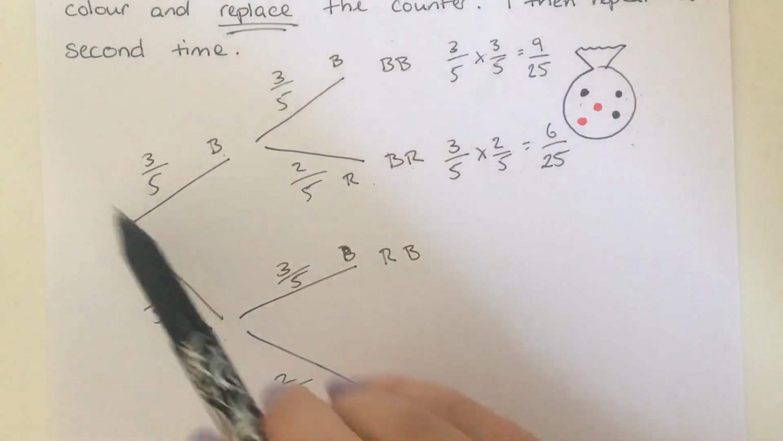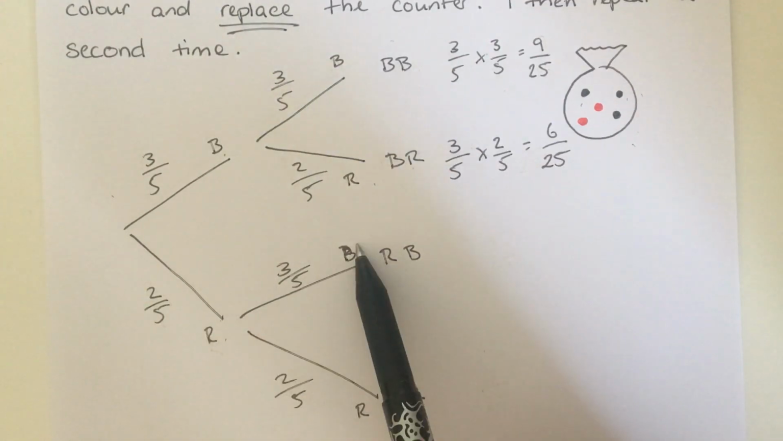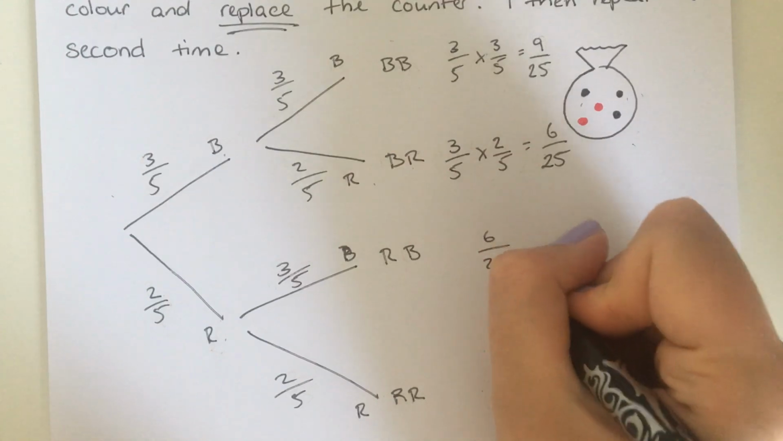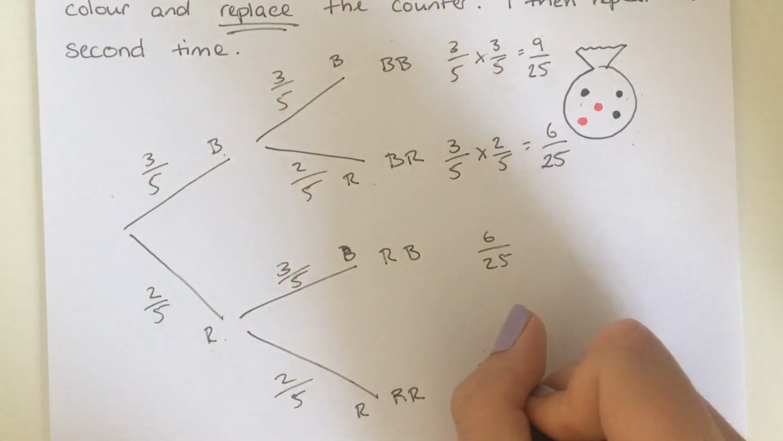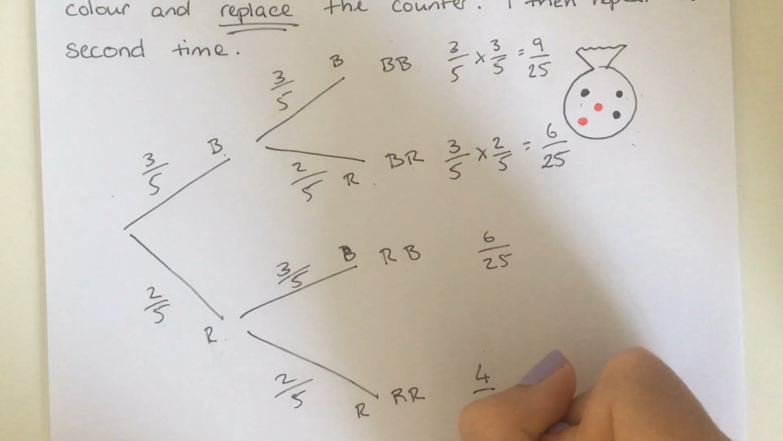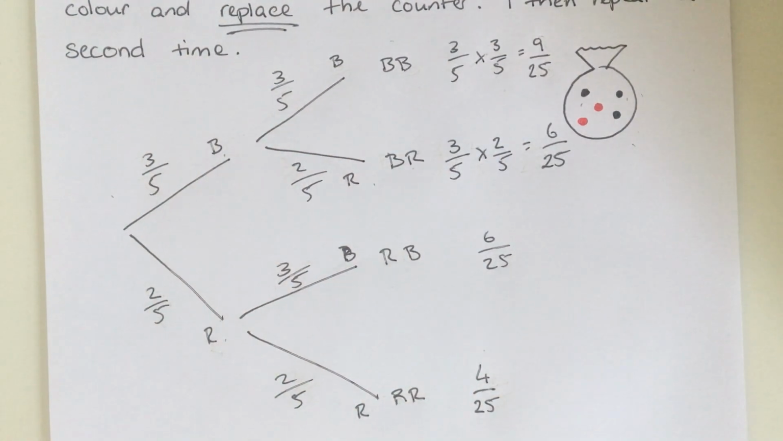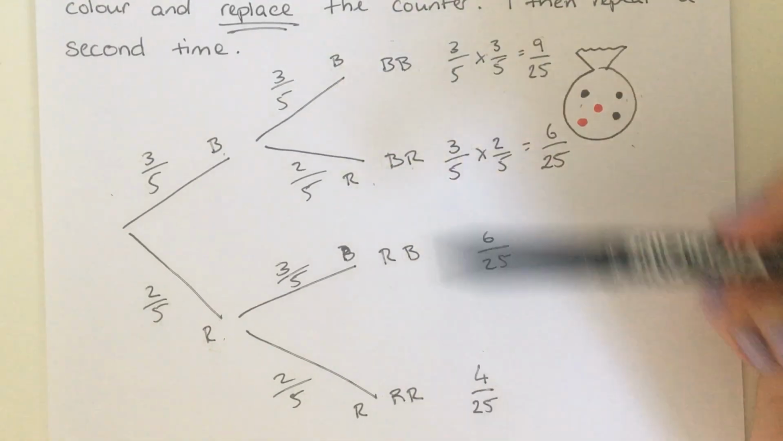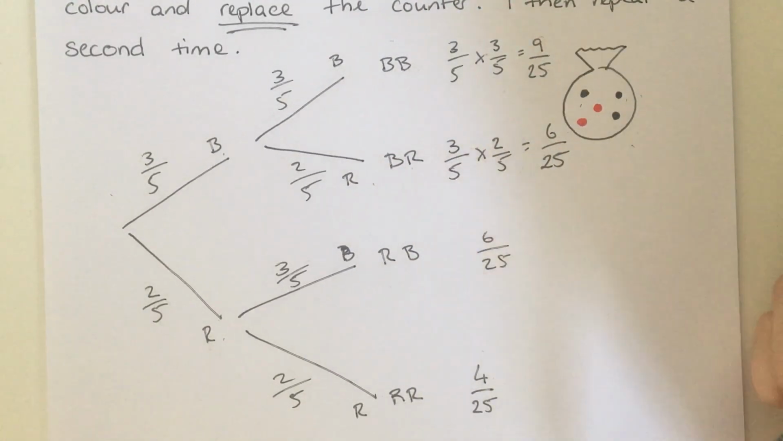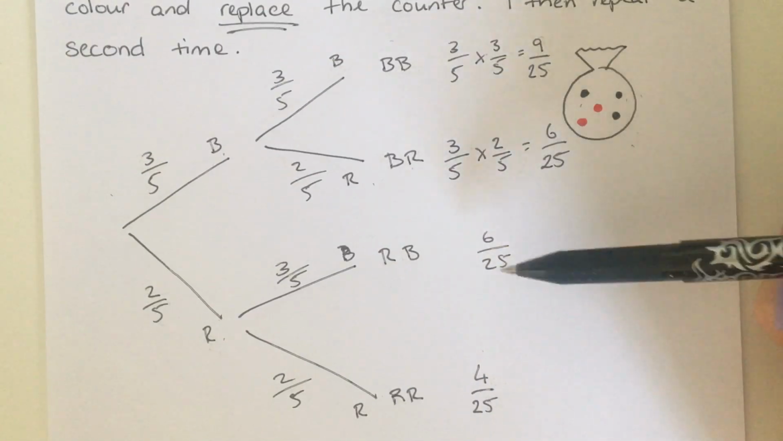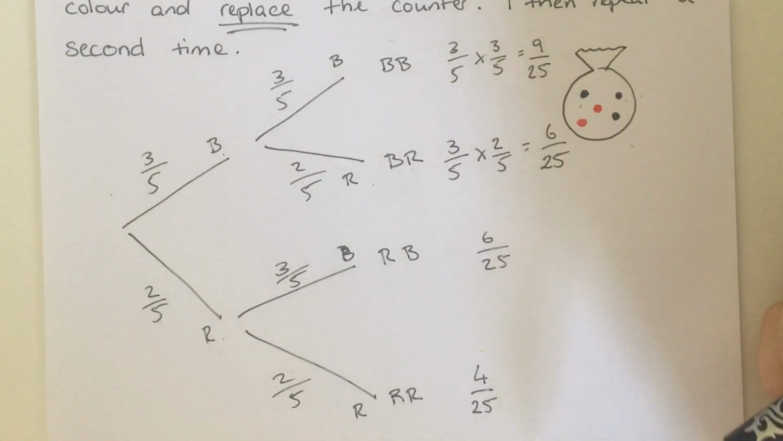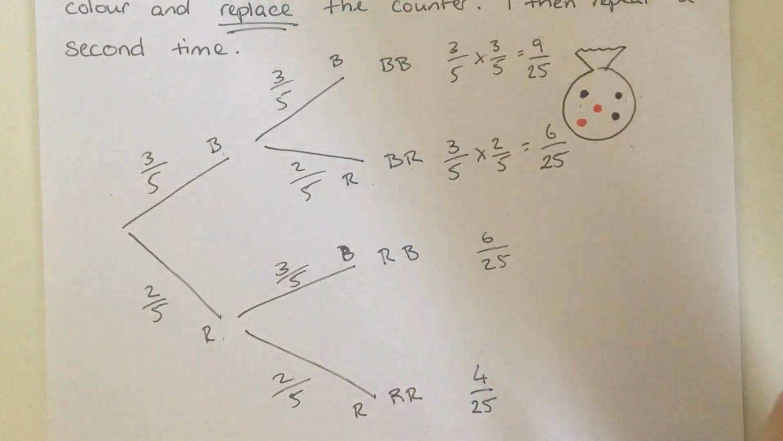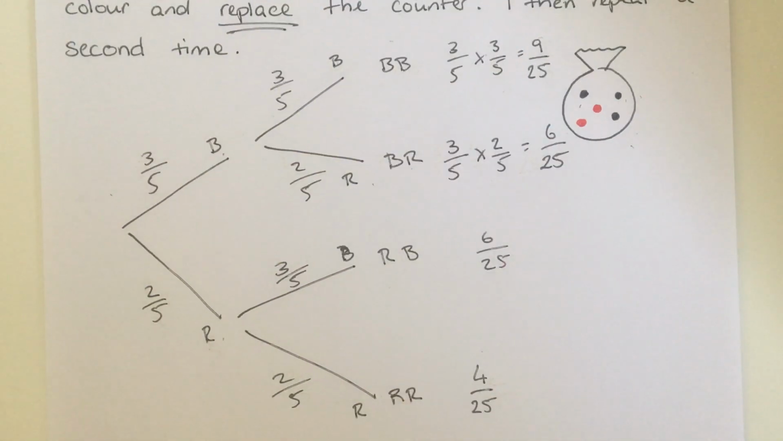And then if I carry on, so if I select a red counter first, that's 2/5 multiplied by 3/5, 6/25, and then red red, 4/25. Because we've got 4 possible scenarios that can happen, what you should find is that if I add all of these probabilities together, I get 1. So if I add 9 plus 6 plus 6 plus 4, I get 25/25, which is just 1. If you don't add these up and get to 1, then you've gone wrong somewhere. You need to go back and check.